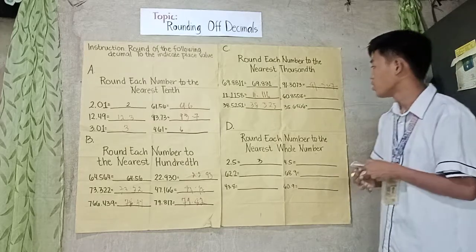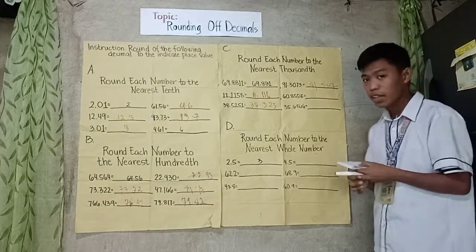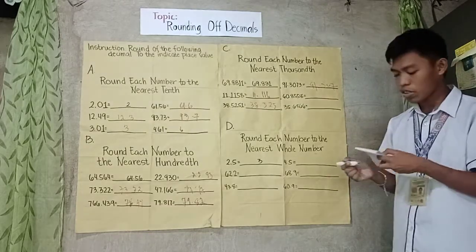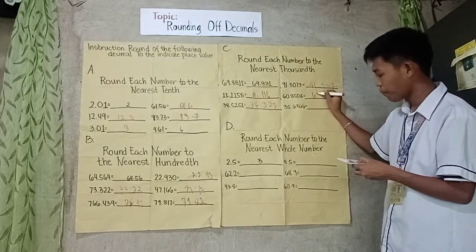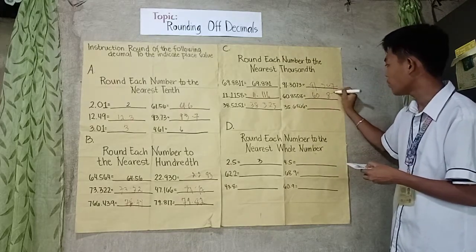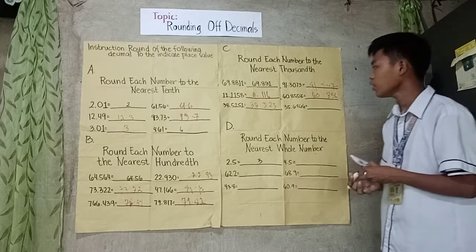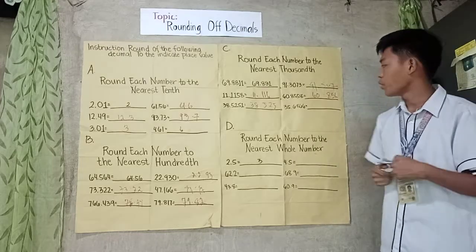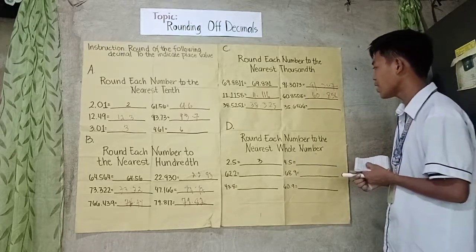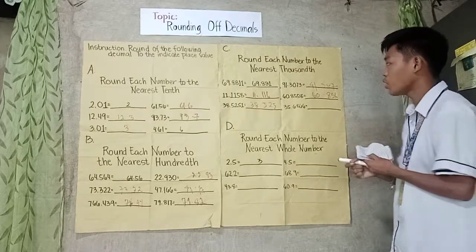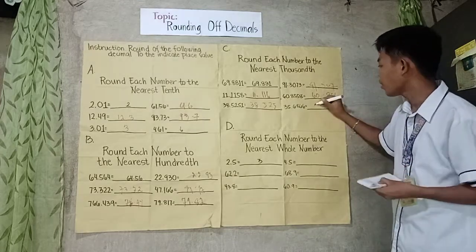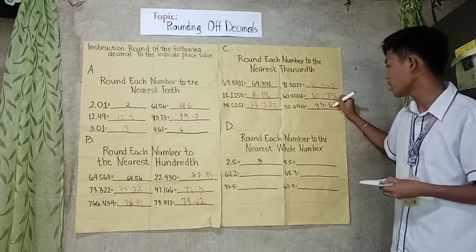Next is 60.8558. So if rounded off to the nearest thousand, it will become 60.856. Lastly, we have here 35.6866. If rounded off to the nearest thousand, it will become 35.687.